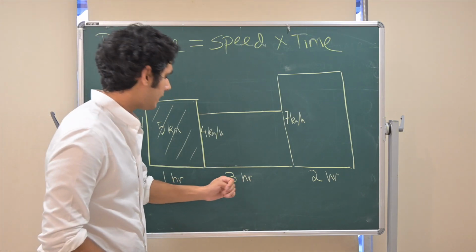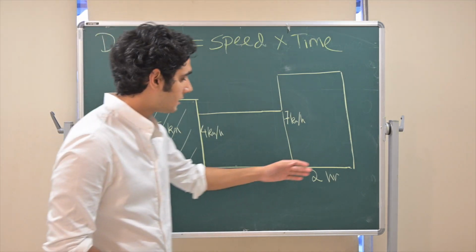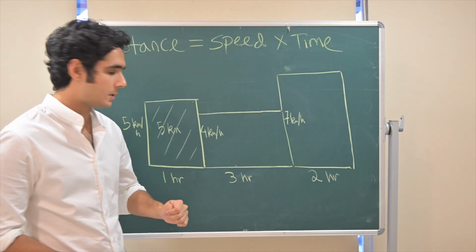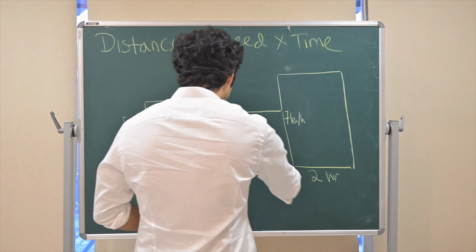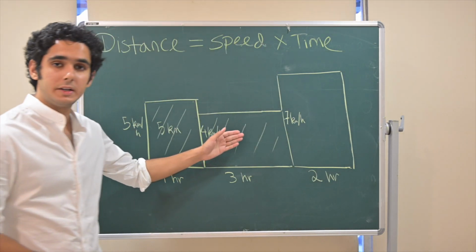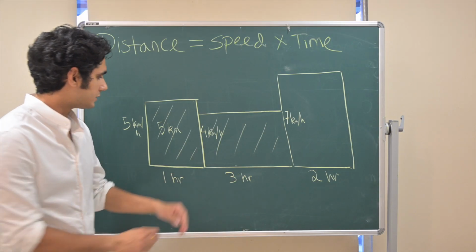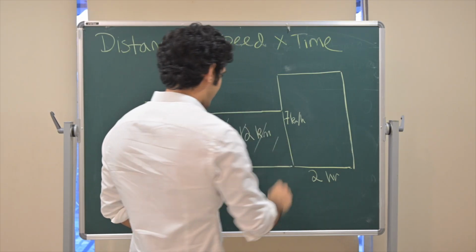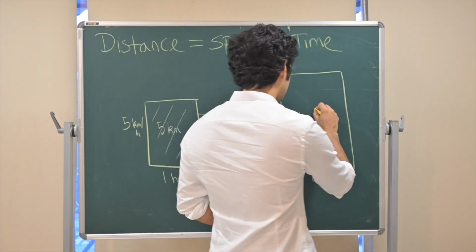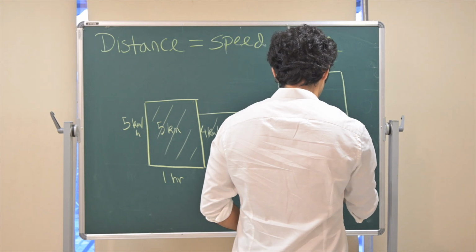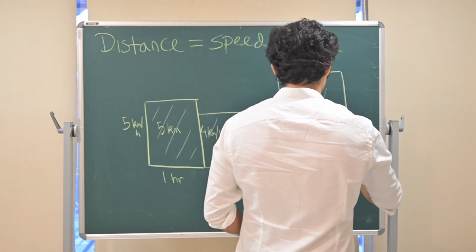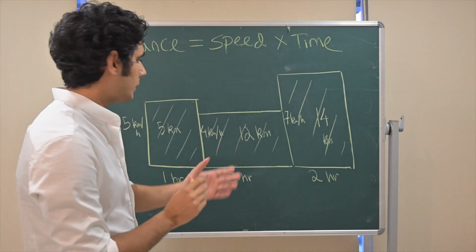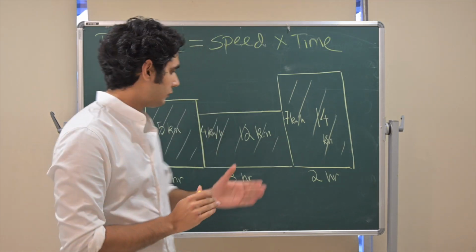And I've done the same thing for the next half of the journey. For the next 3 hours, we travel at a speed of 4 kilometers per hour. So the area within this rectangle gives us the total distance that we covered during this time frame, which would be 12 kilometers. And the exact same thing here, this is 14 kilometers. So far, we have taken the information that we were given and recorded it visually.